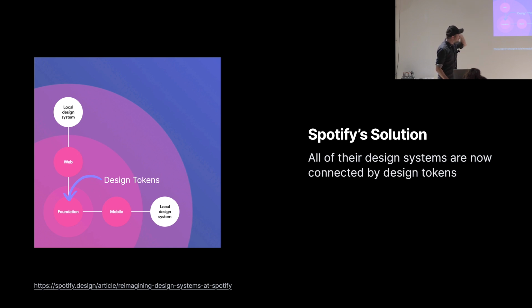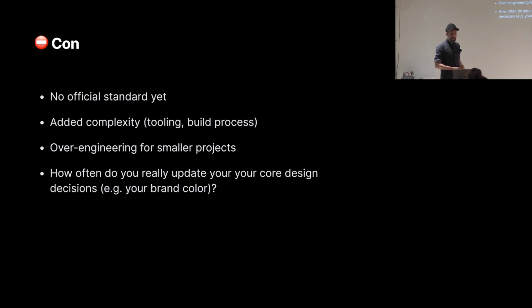All right, and that's exactly what Spotify did. So nowadays, all of their different design systems are connected with design tokens. So that's actually the common base of all of their design systems. And if there was the need to change the Spotify green to blue, it would be really easy because they could control it from that one source of truth, and it would be distributed to all of their different design systems.